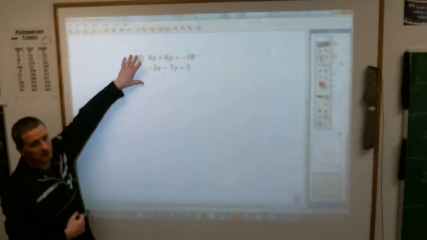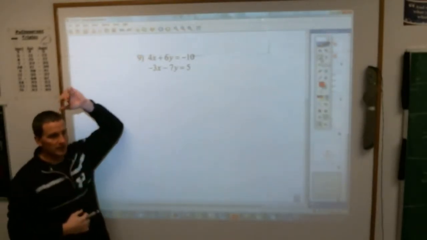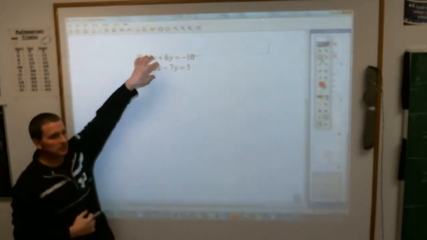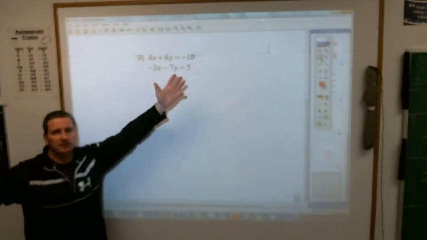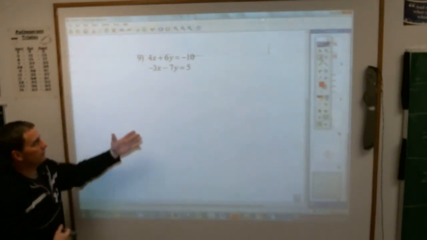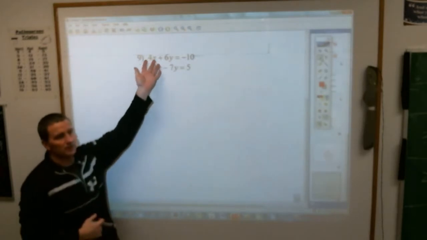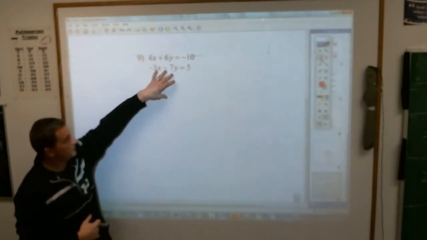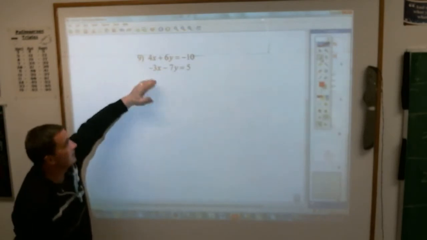you need to look at these, and you're looking for opposites. I need to manipulate, change these equations so that I have like a positive 10 and a negative 10, or a negative 15 and a positive 15. So you have to look at it. You're going to have to do something to both of them because they're not factors of each other or multiples of each other. So it's up to you.